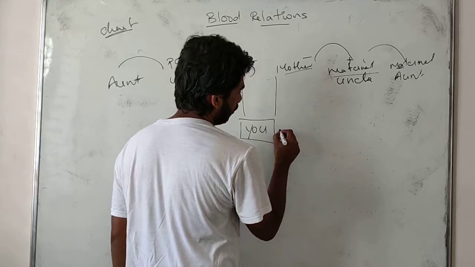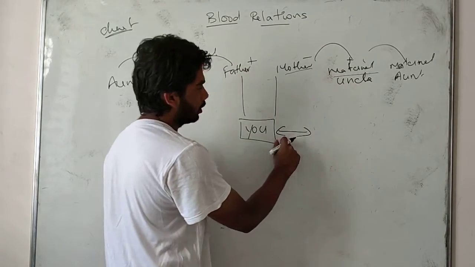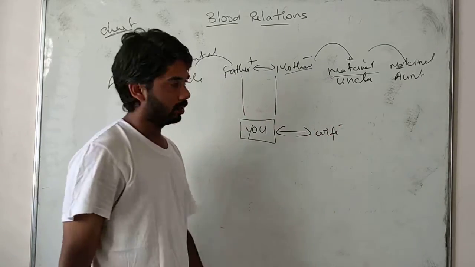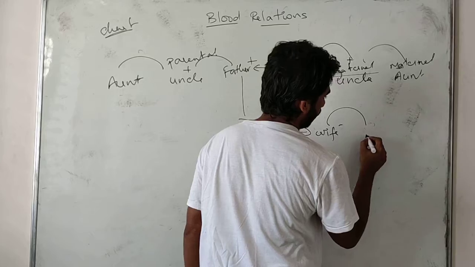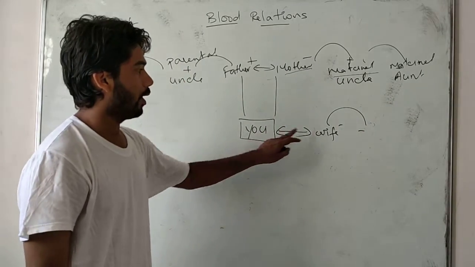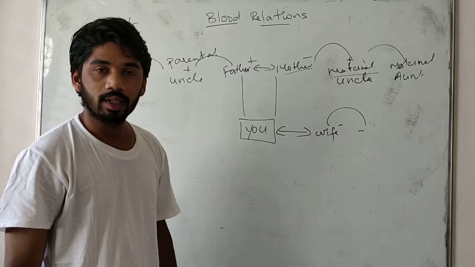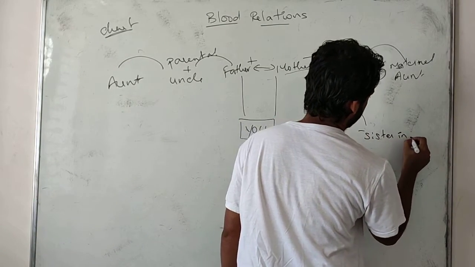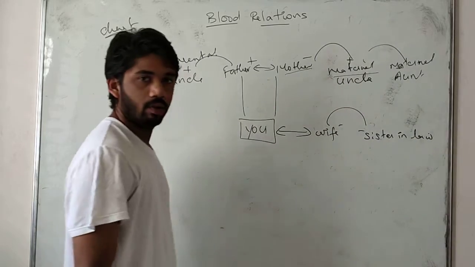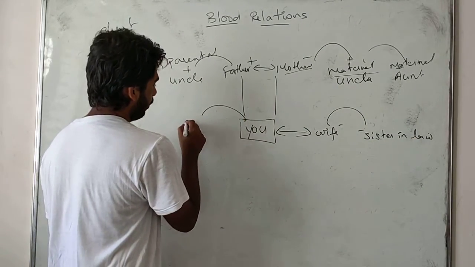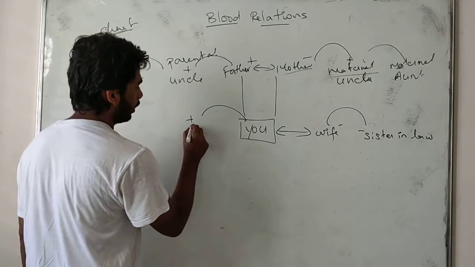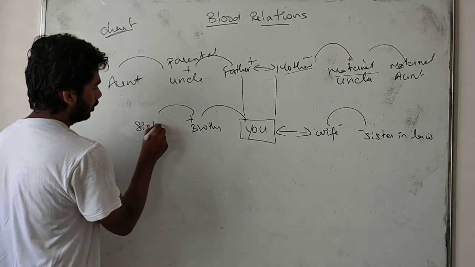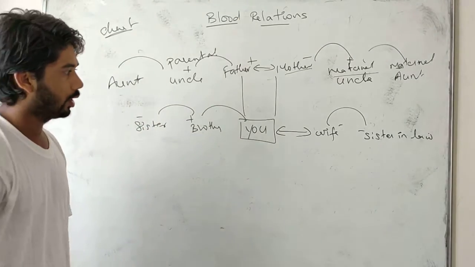Now you are there. Your wife we will take with the minus symbol. Your wife's sister, what will you call her? You will call her sister-in-law. Next, you have a brother; this we will call brother. If you have a sister, we will take her as minus. Okay students, now got it?